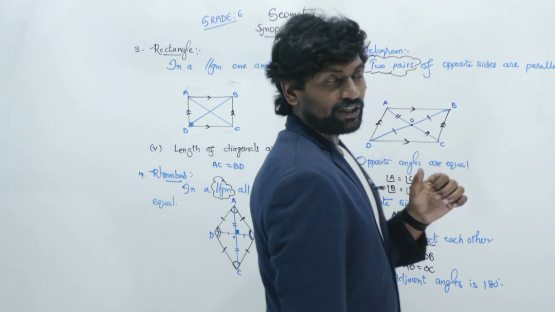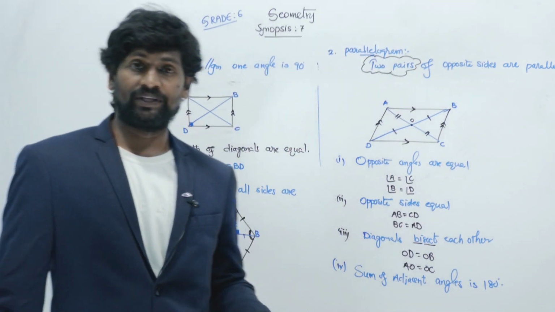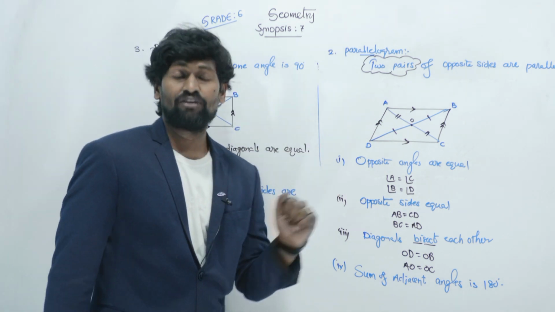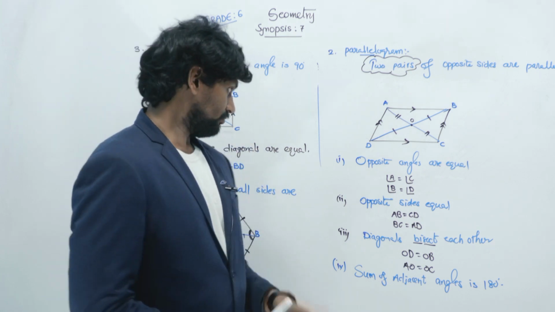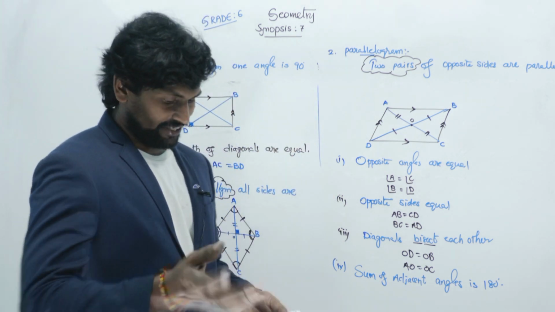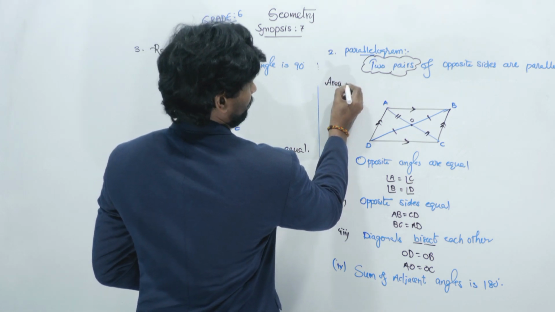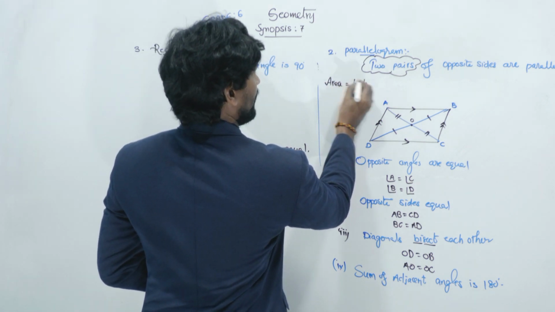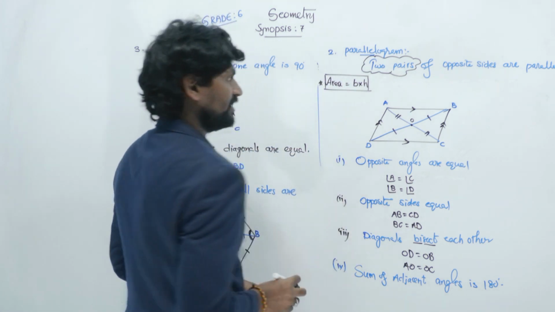So we discussed a trapezium. In trapezium we discussed the properties of trapezium, the area formula of trapezium, and the median of a trapezium also. Now coming to parallelogram, we need to discuss the area formula. Area of parallelogram is base into height.